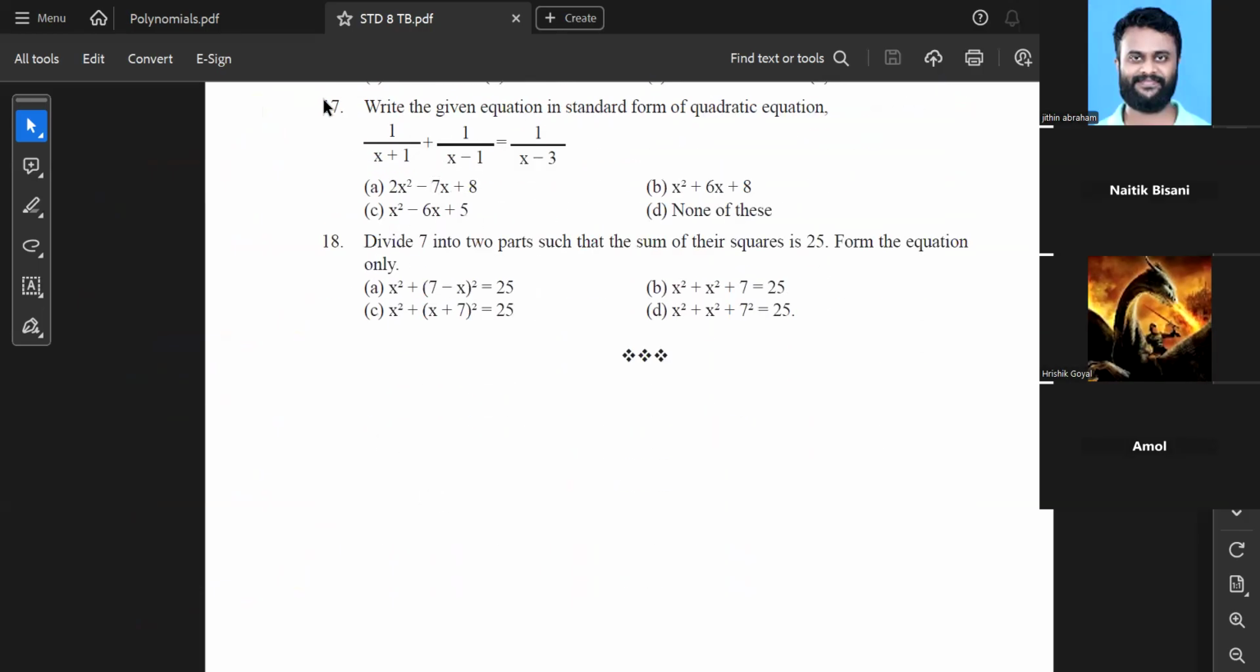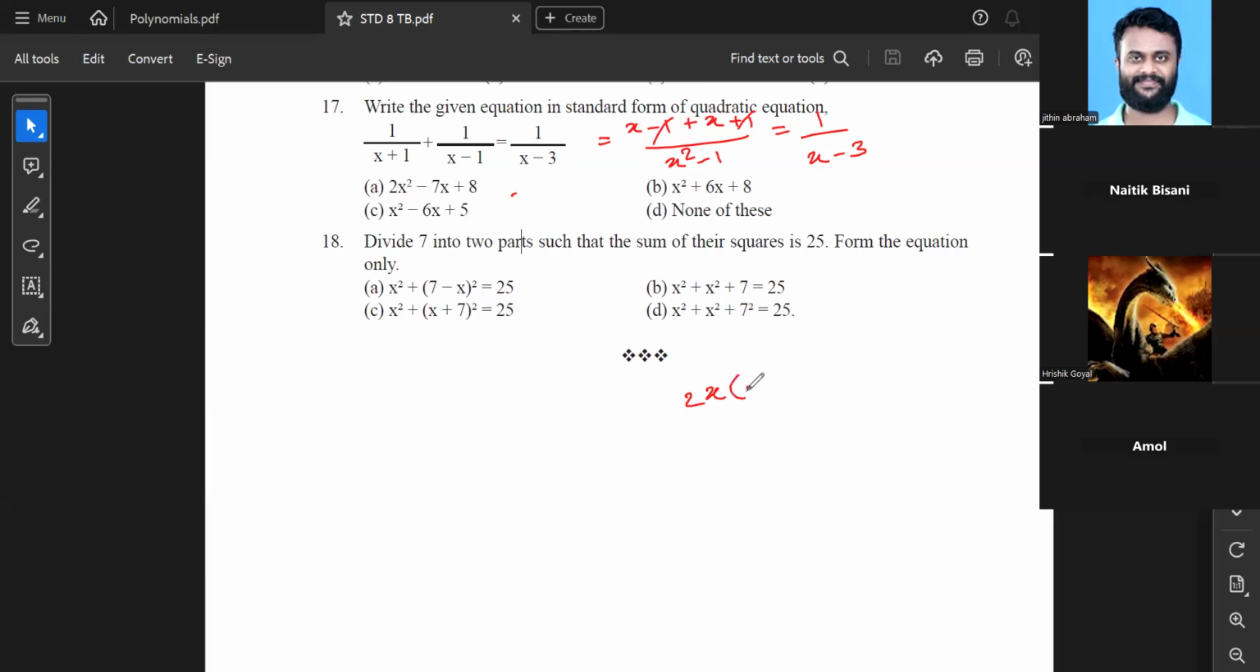Now, in this case, 17th, somebody was also asking a doubt. In this case, first you have to take LCM. I will just solve one step and tell you. I'll not be solving everything. So when I take LCM, I'll be getting x minus 1 plus x plus 1 in the numerator. Then x plus 1 into x minus 1 gives you x square minus 1 in the denominator. Then 1 by x minus 3 over here. Then again, in this case, plus 1 minus 1 will cancel, 2x will remain.